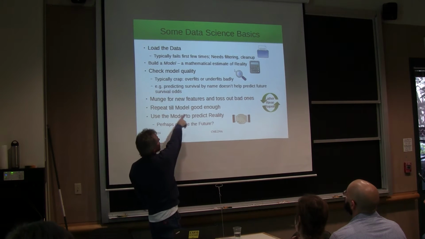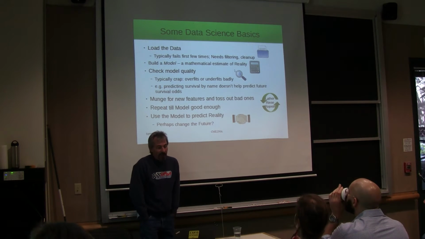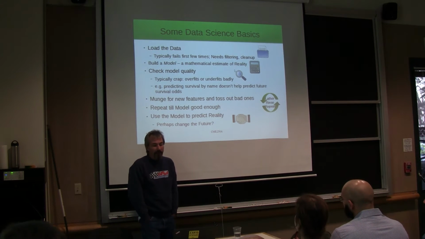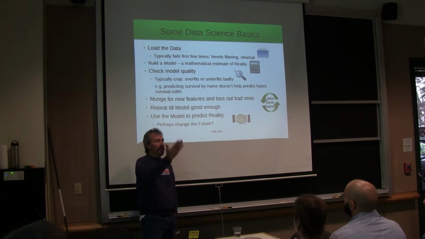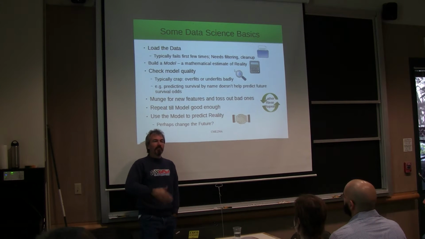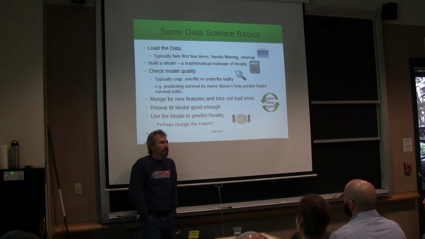So then you go tear into it. You're going to look for new features and toss out old ones that don't make sense, and iterate around and around and around until you get a model that looks like it's doing something useful. And really the goal is to get a model that you can take to the market and make some money with, maybe save lives. You're going to find cancer. You're going to predict credit card fraud. AT&T uses this kind of stuff to know when their trucks are going to fail in the field.